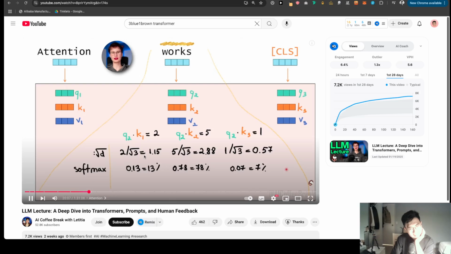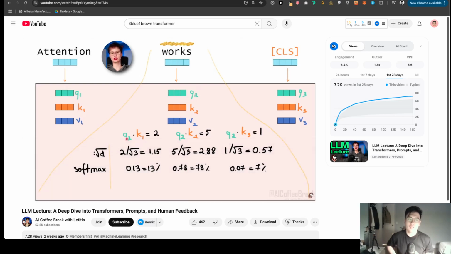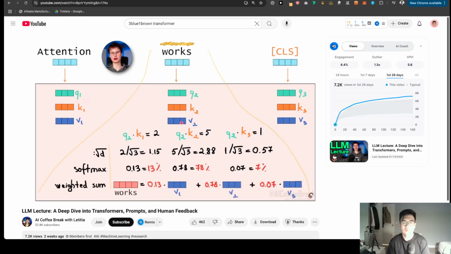And these are now the weights we use for our data-dependent weighted averaging. Data-dependent because these weights have been computed from the data itself. This query vector and this key vector come from multiplying the matrix with these vectors here. So now we're ready to do the data-dependent weighted averaging. We take these weights and compute a weighted sum. To get a new representation for works, we make a weighted sum of the values of each of the tokens by using the weights that we have computed for that token. So here 13% is for the first token, so we will take 13% of the value of the first token, we will take 78% of the value of the second token, and so on.